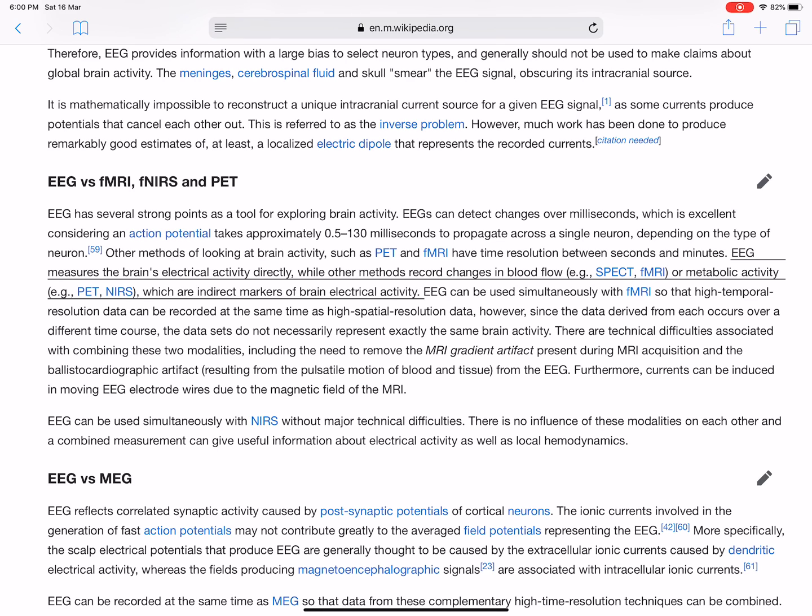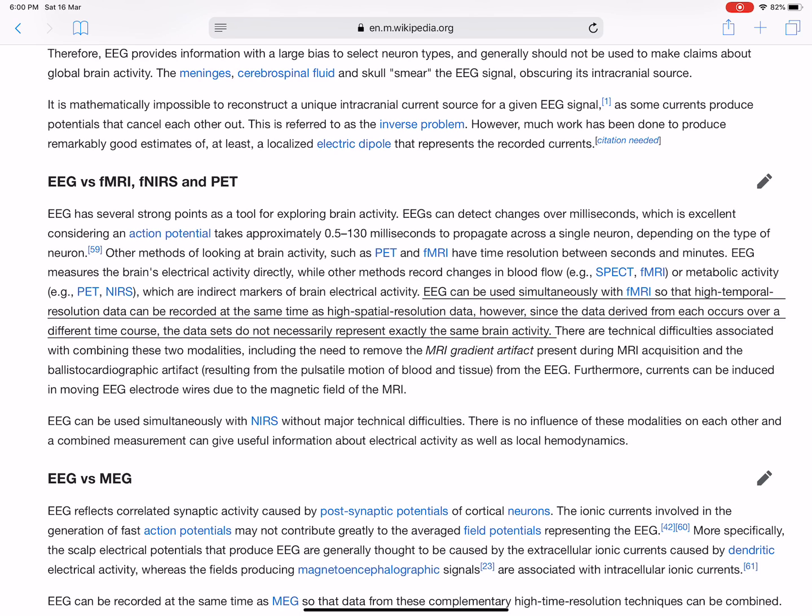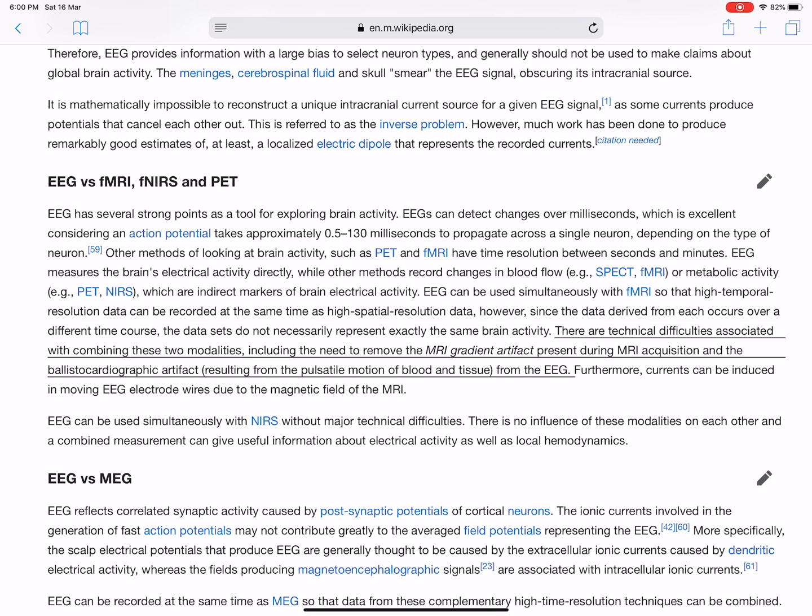EEG can be used simultaneously with fMRI so that high temporal resolution data can be recorded at the same time as high spatial resolution data. However, since the data derived from each occurs over a different time course, the data sets do not necessarily represent exactly the same brain activity. There are technical difficulties associated with combining these two modalities, including the need to remove the MRI gradient artifact present during MRI acquisition and the ballistocardiographic artifact resulting from the pulsatile motion of blood and tissue from the EEG. Furthermore, currents can be induced in moving EEG electrode wires due to the magnetic field of the MRI.